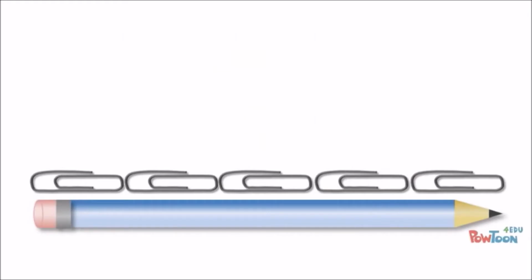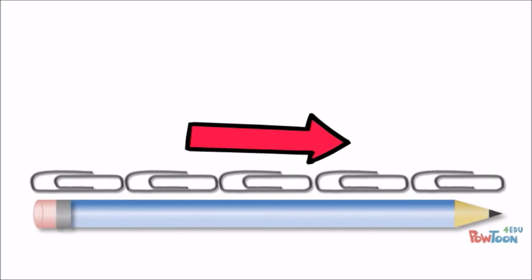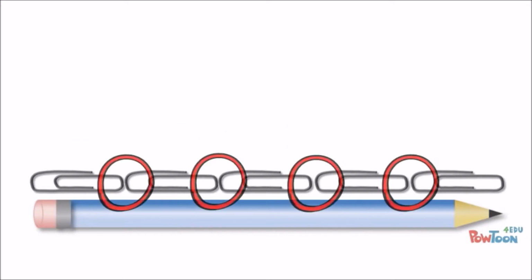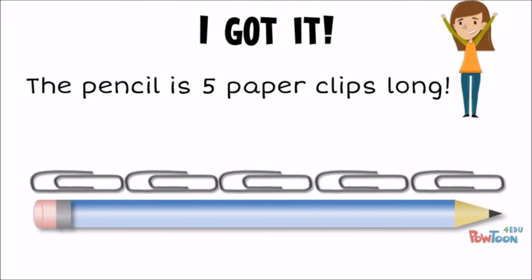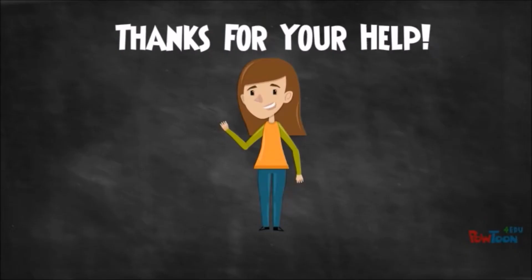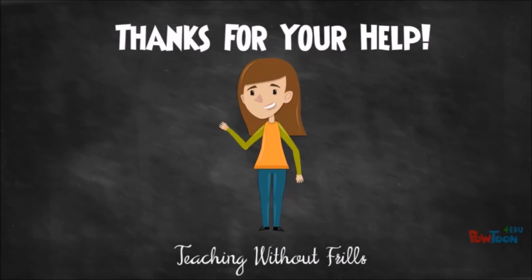Okay, so I started at one end of the pencil and I went to the other. I went in a straight line without overlapping. I didn't leave any gaps in between the paper clips. And I used paper clips that were all the same size this time. I got it! The pencil is 5 paper clips long. Thanks for your help. I wonder if these rules would work for other units, like cubes, or counters, or blocks. What do you think?